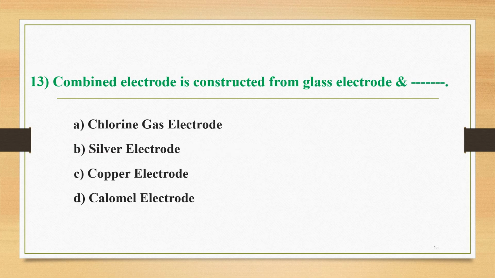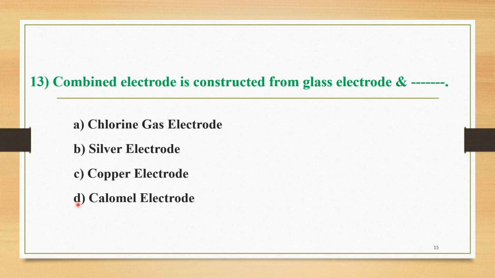The next question, number 13, is here. Combined electrode is constructed from glass electrode and the four options are: A is chlorine gas electrode, B is a silver electrode, C is copper electrode, and D is a calomel electrode.